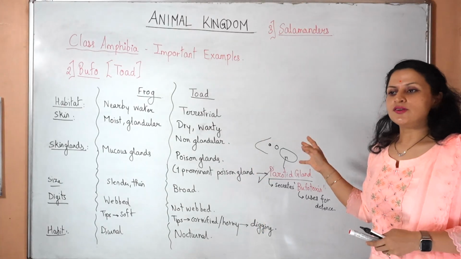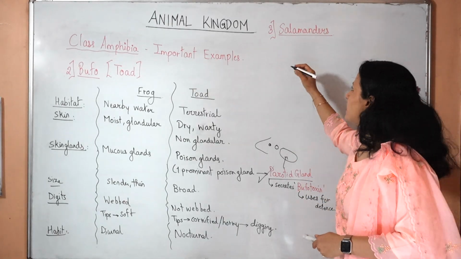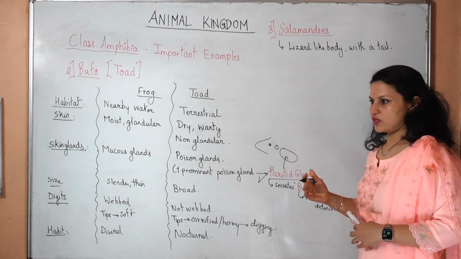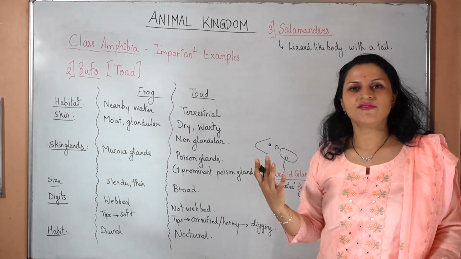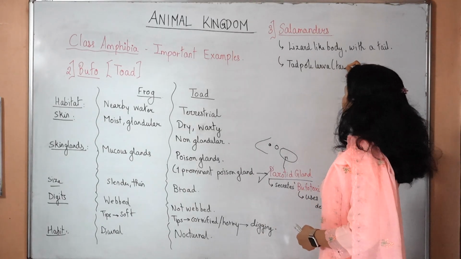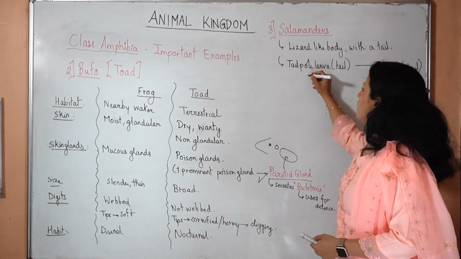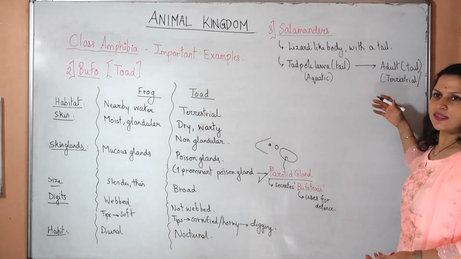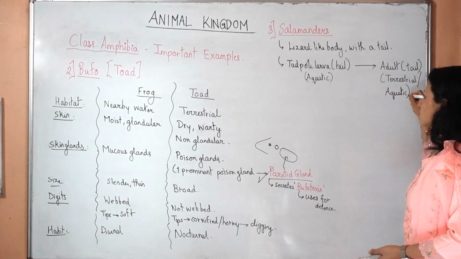Salamanders. The salamanders are of different types, but the thing to remember about them is that they have a lizard-like body with a tail. Tail is not lost. They also have the larval stage, which then becomes the adult. The tadpole larva will have the tail, and so will the adult. Tadpole larva is aquatic and this one is terrestrial, and in some salamanders the adults are also aquatic. Okay, rare cases. We will discuss these.